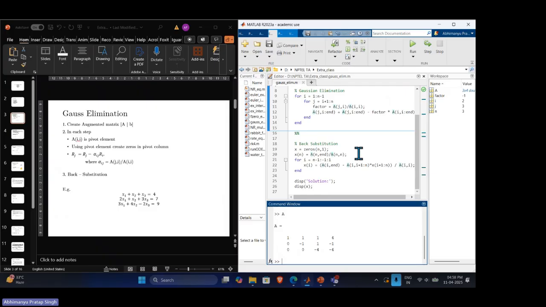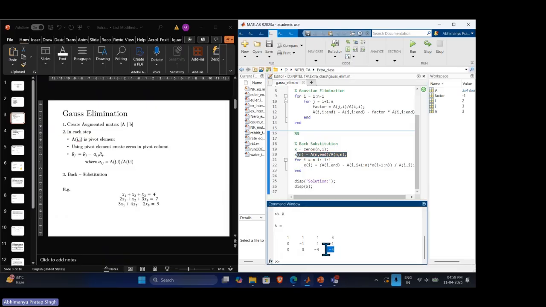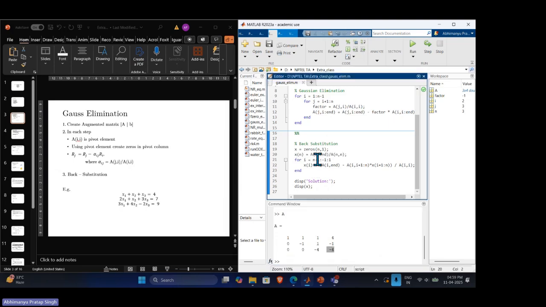Now back substitution is basically calculating my x n minus 1, which in this case is x3. I already calculated x3 over here, and now the rest is doing the same for the other rows above that. So x3 is just a n comma n divided by a n n, and this is done for all the other 2 rows.